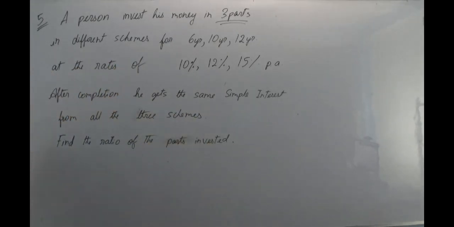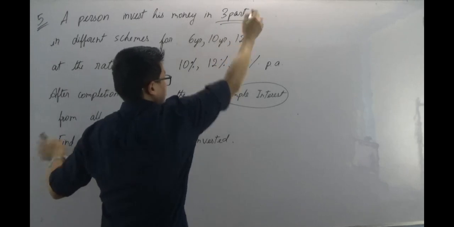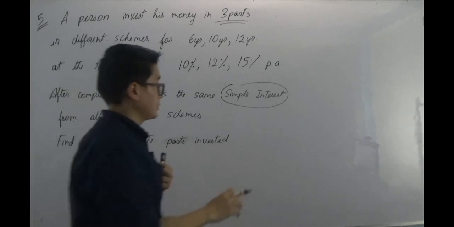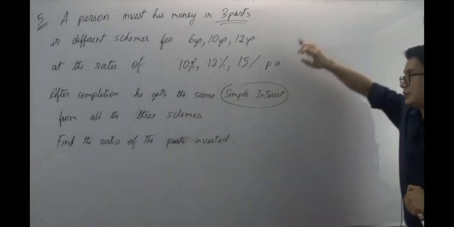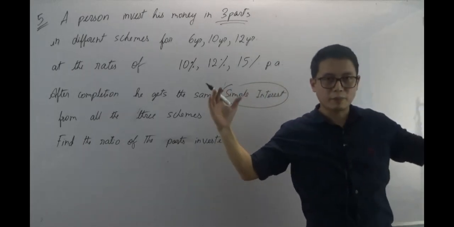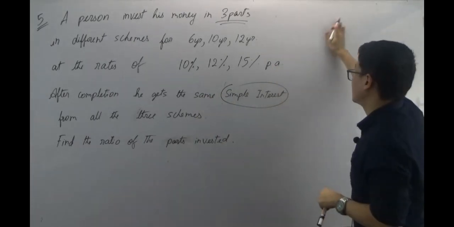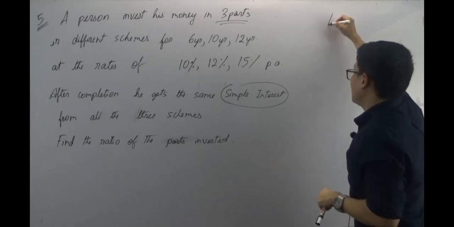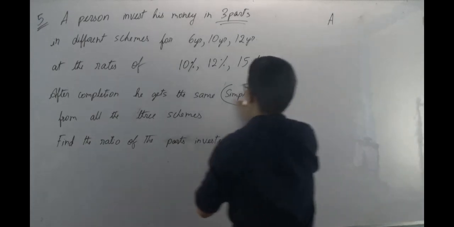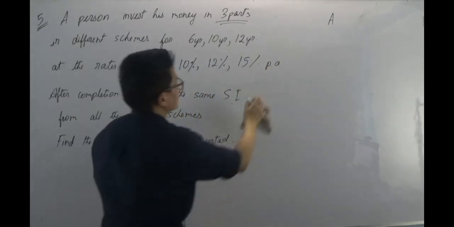After completion of the 3 schemes, the simple interest is the same. We could do it with the LCM method, where simple interest is PRT by 100, but the problem will become this big and take a lot of minutes. So what can we do with A, B, C? I need more space here.